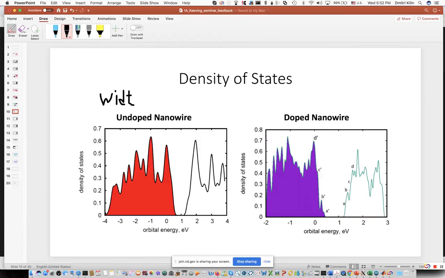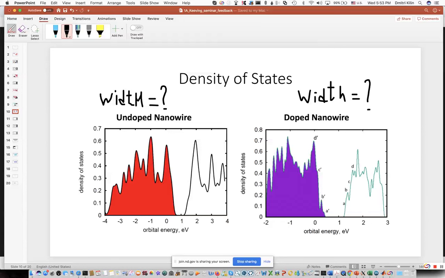Okay, next slide is here. So now that I've discussed the background and methods, I can now get into some of my results. A quick note: I know that I have to double check the widths between these densities of states by Monday, so I will definitely do that before Monday.